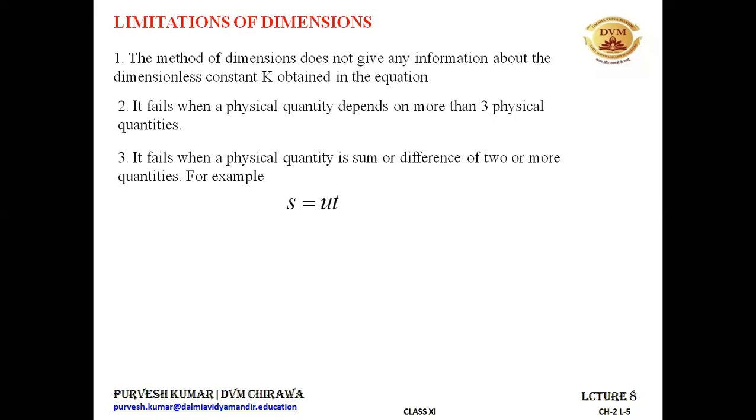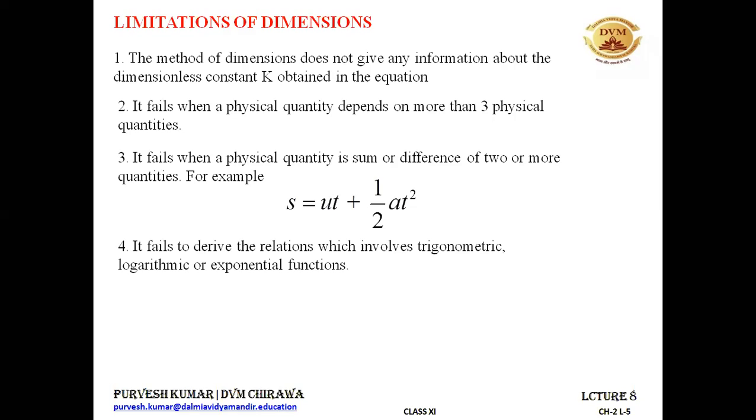One example I can give you is the formula for distance, s equals ut plus half at square, and this s is the sum of two quantities. One is ut, the other is half at square. We are not able to obtain this formula from the method of dimensions. It only works when the quantities are a product of two or three quantities. All right, so then it fails.